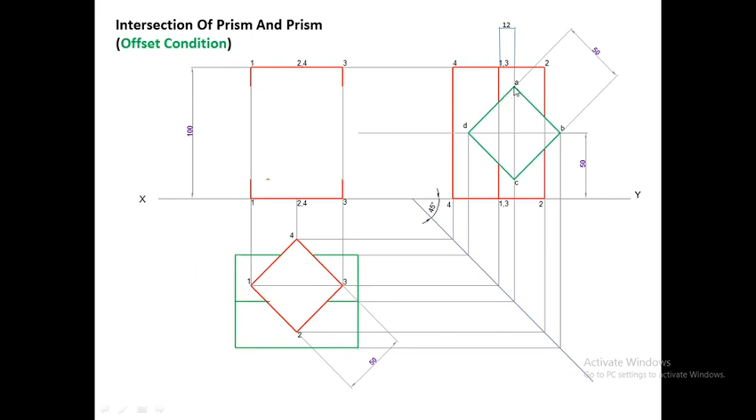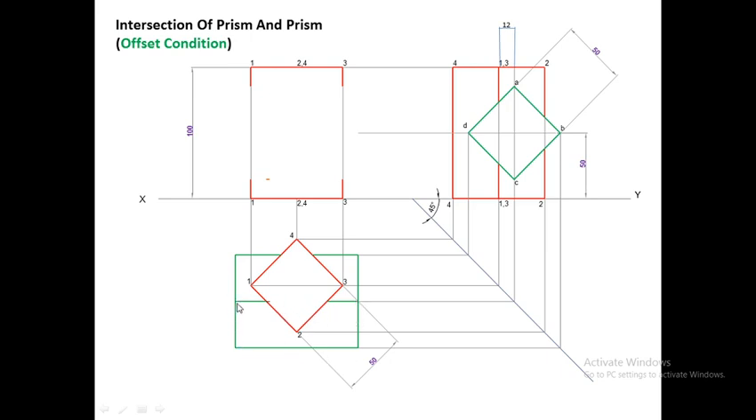Now you can see here that from the top view, when we observe this horizontal square prism, its two rectangular faces will be visible, that is face A to B and A to D. So in short, we can say that from the top view, two rectangles will be visible. This is the first rectangle and this is the second rectangle.